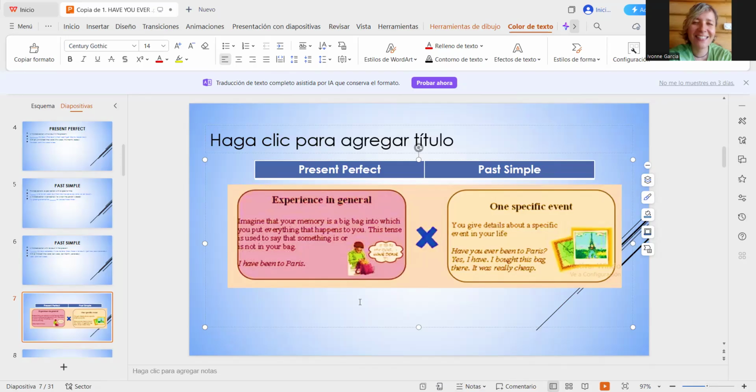So this is a good explanation for everything I've been trying to say so far. And here we have the past simple, one specific event. You give details about a specific event in your life. Have you ever been to Paris? Yes, I have. I bought this bag there. It was really cheap. So here, this is the present perfect, but then I explain my experience there. Then I use the simple past.